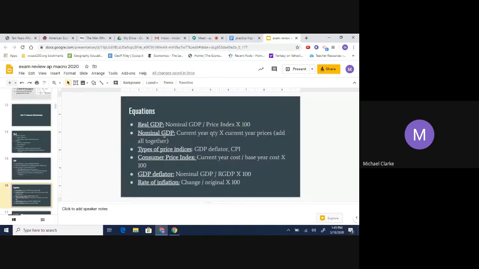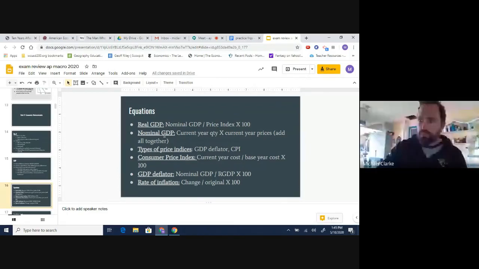All right, so this unit is less on graphs and heavy on the equations. So the next 2 slides, I think, are all your different types of equations. So I'll give you guys a second to just peruse all those.